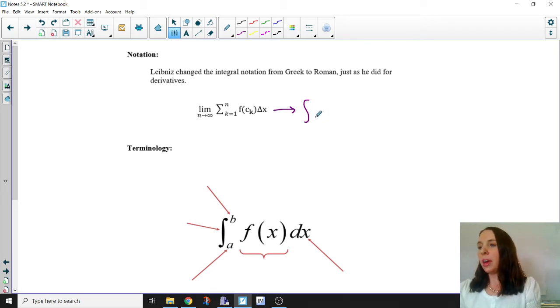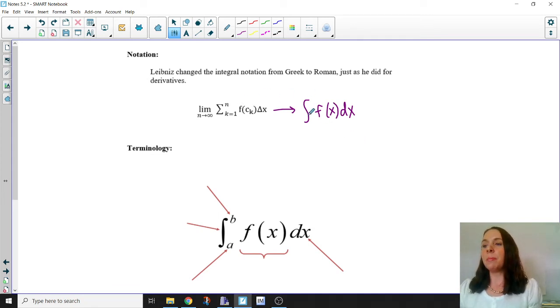We usually have an interval here for a definite integral, but we'll put that on later. The f of c sub k is just going to get turned into f of x. And the delta x gets turned into, because it's infinitesimally small, we can write it as dx. Look at that. Isn't that much nicer than that craziness? And they mean the same thing.